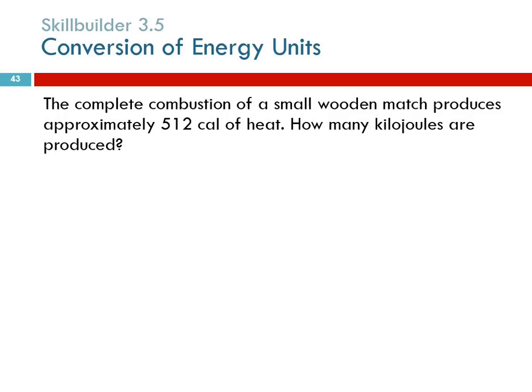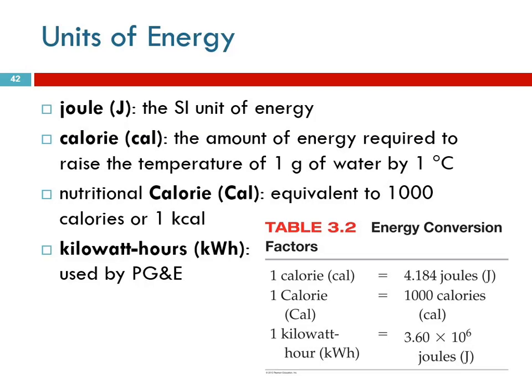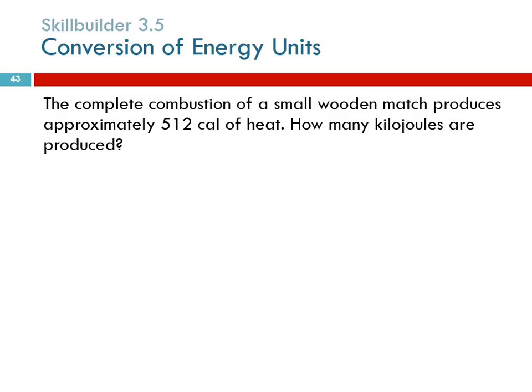energy units. So the complete combustion of a small wooden match produces approximately 512 calories of heat. How many kilojoules are produced? Well, we need to look up some conversions. So they're giving us calories, they're asking for kilojoules. There's no kilojoules on here, but here's a relationship between calories and joules, 4.184. So I'm just going to write that down before I forget. 1 calorie equals 4.184 joules.